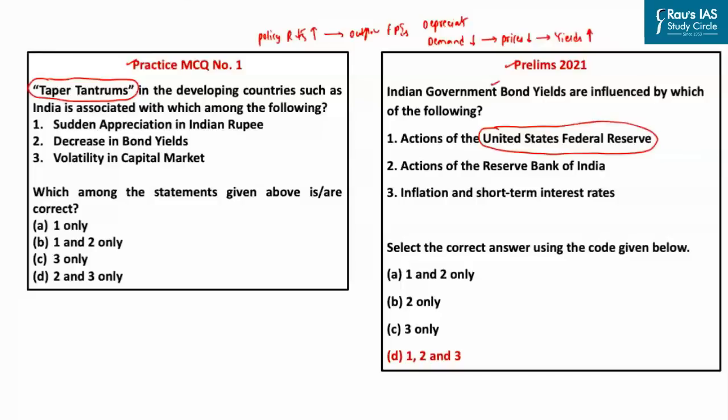If you look at the options given here, the first one says sudden appreciation in the Indian rupee, which is actually wrong. The second one is decrease in the bond yields. Even this is wrong. The third one says volatility in the capital market, which is actually correct. So the right answer is C.